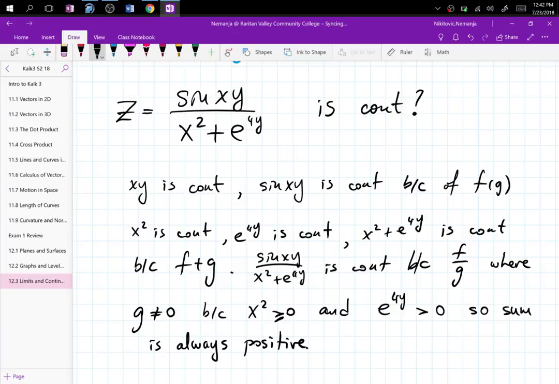This is the standard. So your exam question could be something like this, and then you just have to write a paragraph. So we know that xy is continuous. Those are polynomials from Calc 1. And then sine xy, well, that's a composition of functions, that's in the theorem. And then you have your x squared. That's, again, Calc 1. We know it's a polynomial, so it's continuous. E to the 4y is also continuous because, again, Calc 1, all exponential functions are continuous. And then the addition, again, from the theorem up there. So you just go one by one.